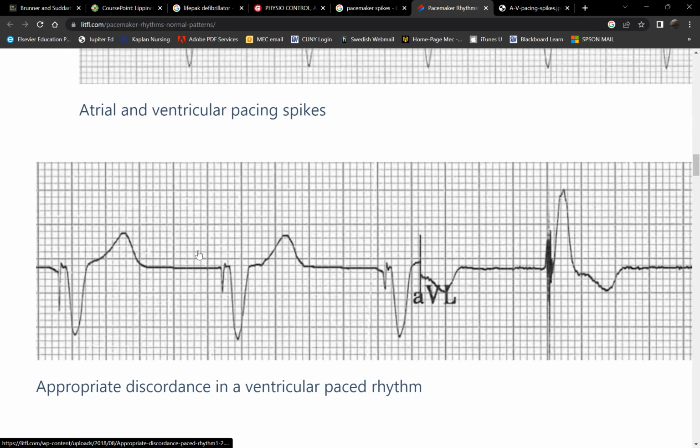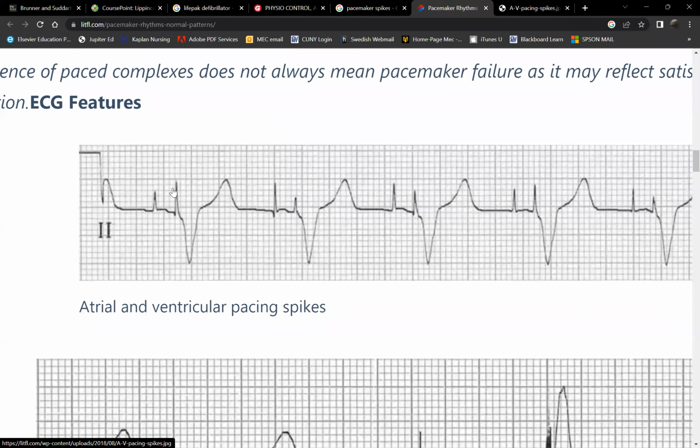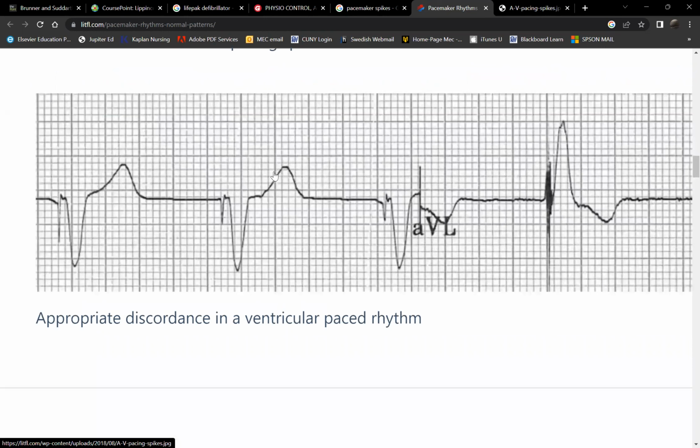In this example here, you have two. You have an atrial spike and a ventricular spike, meaning the patient is both atrial and ventricular paced. This patient down here, only the atria are paced. Ventricles are not. All right.